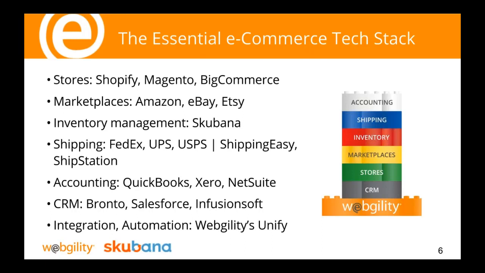And then obviously as you sell these items, you got to make sure they get to your customers. So there's a shipping element, things like FedEx and UPS or USPS directly as the carriers, or some shipping tools as well. Obviously you have to understand what's going on with your business, so there's an accounting aspect, QuickBooks, Xero, NetSuite, choose your pick. And of course, for those of you who have recurring customers, which is the ideal for most e-commerce sellers, there's an aspect of CRM that can be done through tools like Bronto, Salesforce, and Fusionsoft.